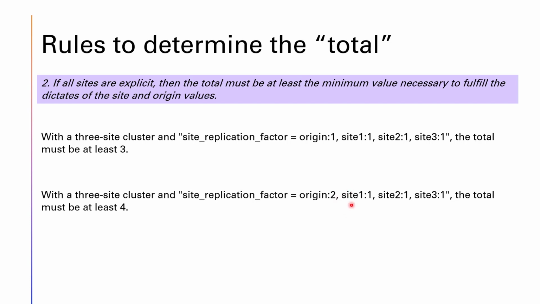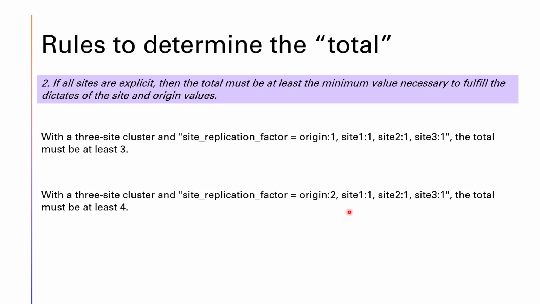Let's say when site 1 becomes origin, it has to get 2 copies instead of 1 copy, because there is another rule: when there is a conflict between origin and site, it has to get the greater value. So that means 2 for site 1, then site 2 and site 3 will get 1 copy each when site 1 is the originator. So at least 4 we need. That is what it is saying here, the minimum value necessary to fulfill the dictates of the site and the origin value. Okay, so that's my total value.